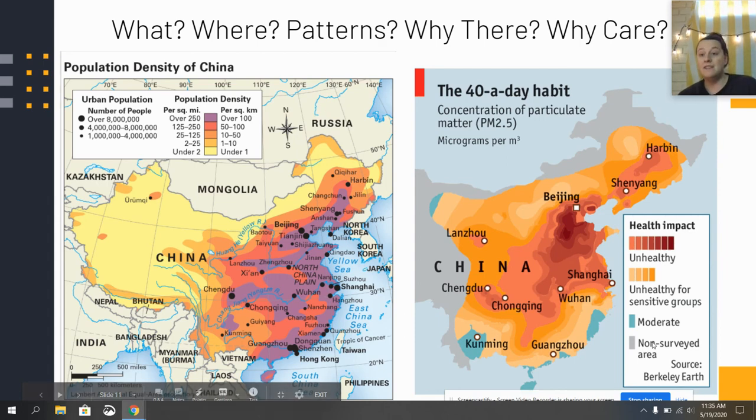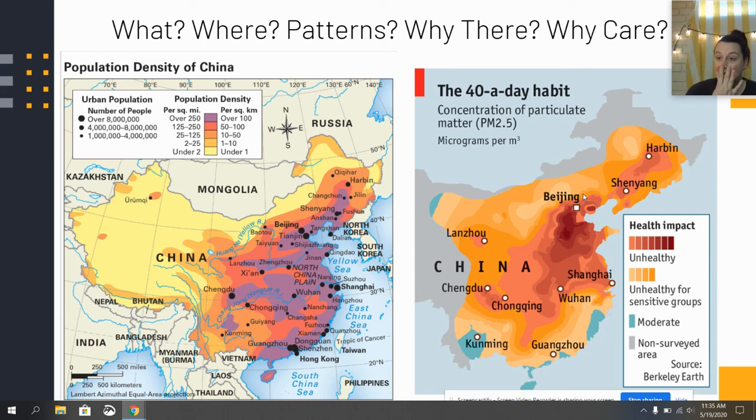And so, what kind of pattern am I noticing? Well, let's start here with the what. I am noticing high levels of air pollution, right? In this portion right here between Beijing, Shanghai, and Wuhan, right? There's like a little triangle here of air pollution. And so that's the what and the where. Now, what kind of patterns am I seeing between these two maps? Well, the higher the population density and the bigger the cities are, the more air pollution I am noticing, right?